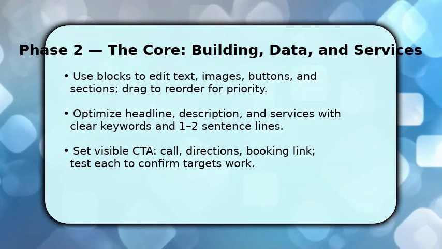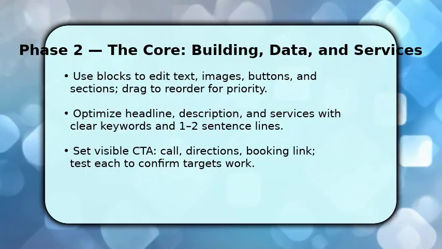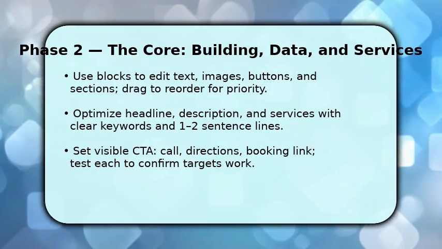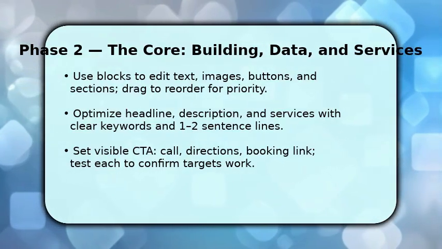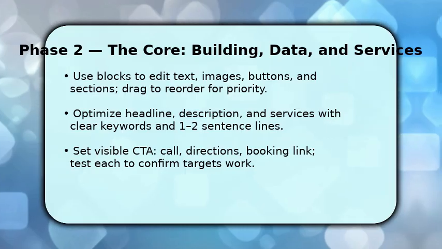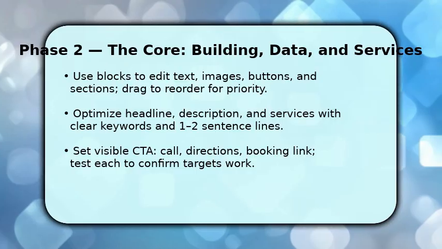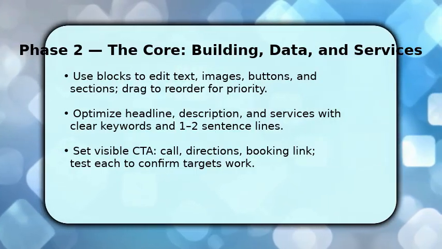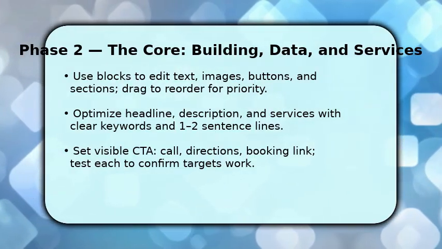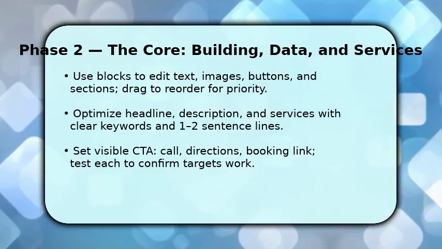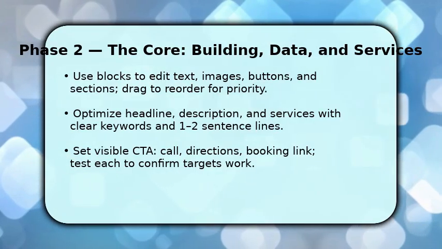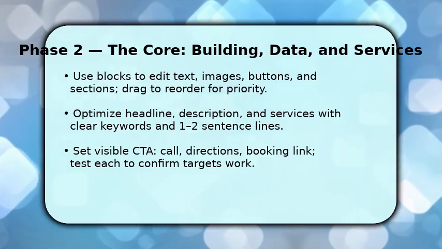Once inside the editor, focus on content blocks. Click a text or image block to change copy and swap media. Drag blocks to reorder the page for visitor priority. You should refine your headline and description with clear keywords, using 1 to 2 short sentences per section to improve readability. Next, set your primary call to action, call, directions, or booking link, and verify each target link.